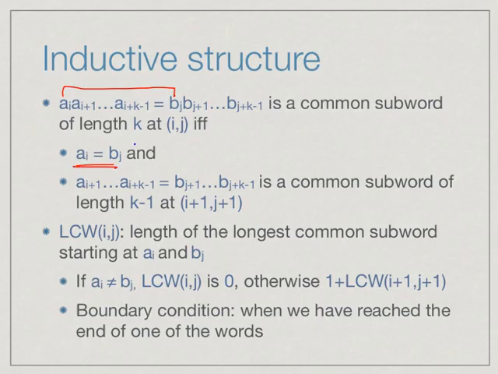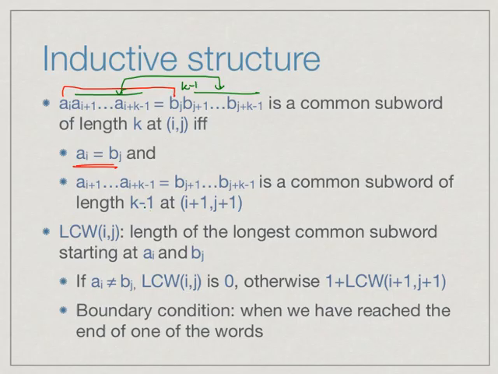And now if this is a common subword of length k at ij, then what remains of the subword, namely this segment from i plus 1 to this and j plus 1 to this, must also match, and they must in turn be a k minus 1 length subword from here to there. So we want to say that there is a k length subword starting at ij if ai is equal to bj, and from i plus 1 and j plus 1 there is a k minus 1 length subword.